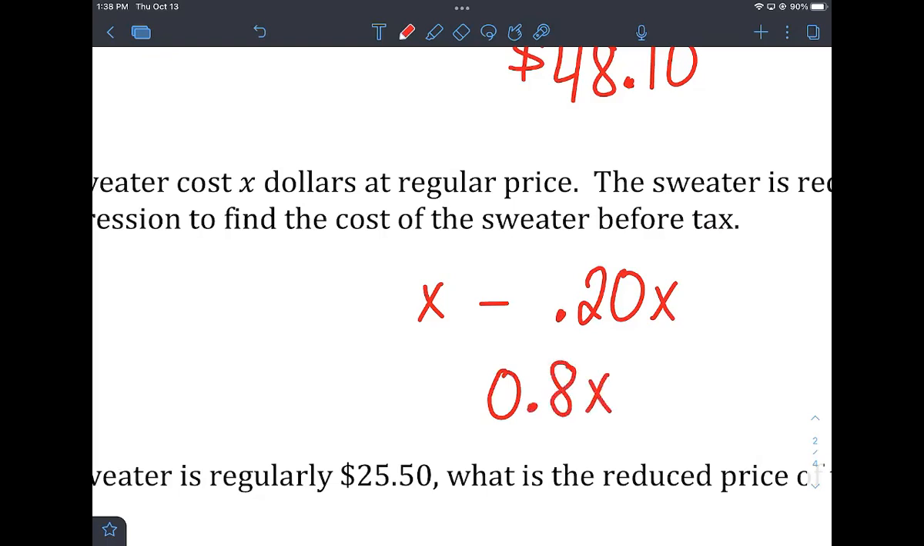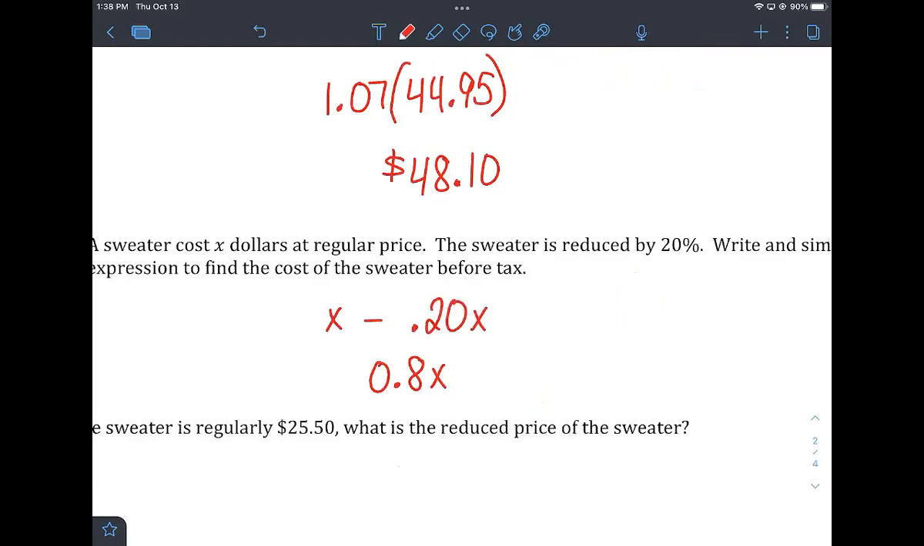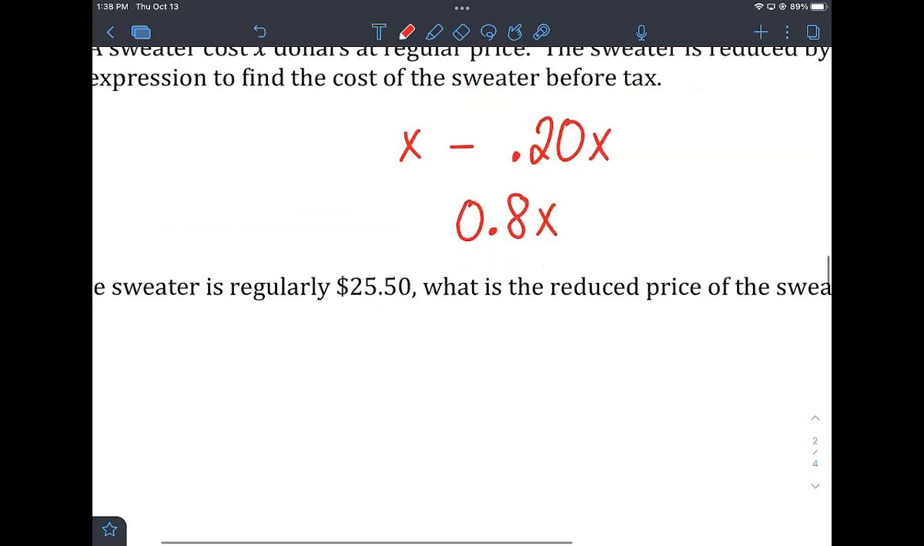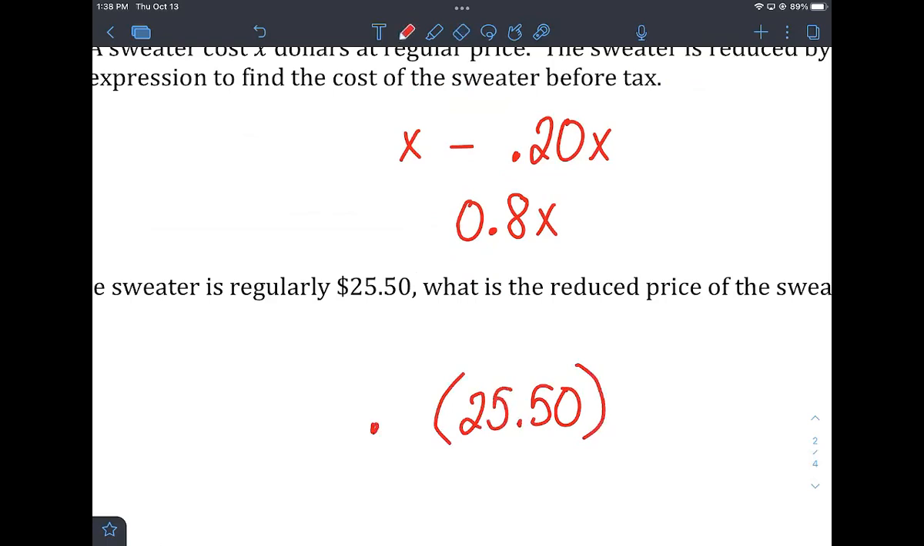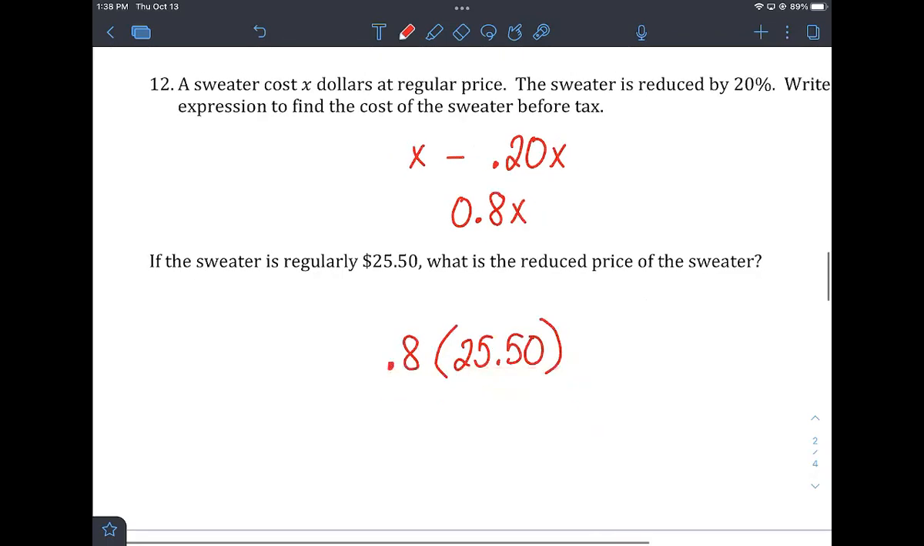You guys did this last year. Doesn't it make sense that if you're saving 20%, that means you're gonna pay 80%, right? So 0.8. Okay, so let's say the sweater you're buying is $25. Times that by 0.8, and you'll have found 80% of that because you're saving 20%. And what do you end up paying? $20.40? Is that what it rounds to?